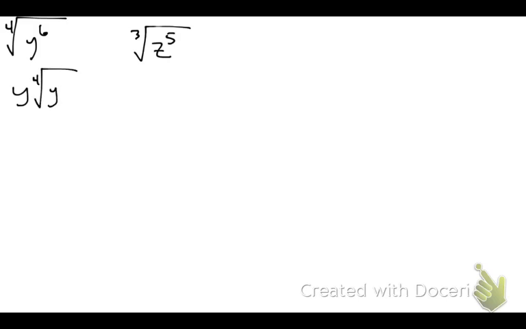Why don't you try these two? The fourth root of y to the sixth, and then try the third root of z to the fifth. What do you come up with? Hit pause. Let's check it out. 4 goes into 6 once, so it'd be y to the first on the outside, and the fourth root of y squared, the 2 left over on the inside. The cube root of z to the fifth, well, 3 goes into 5 once, so it'll be z on the outside, and the cube root of z squared for the 2 left over on the inside.